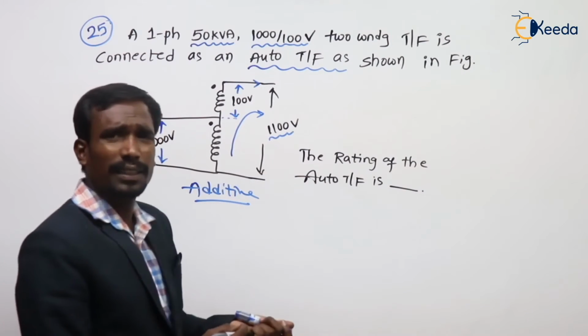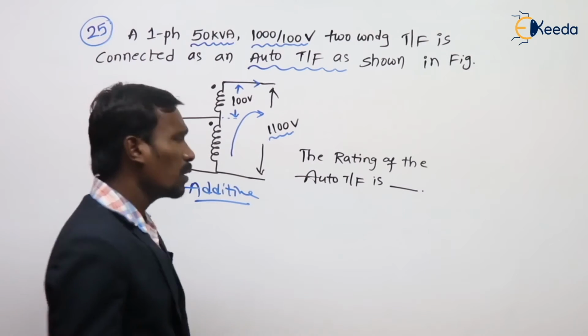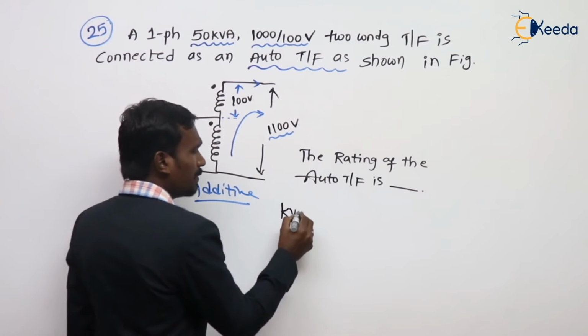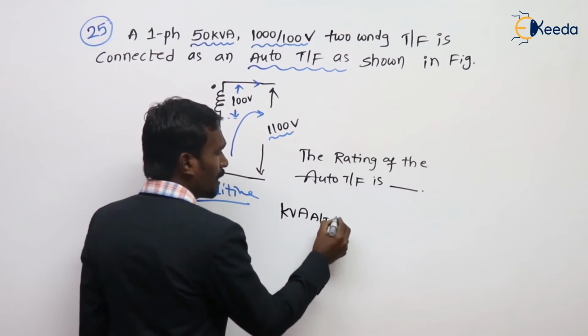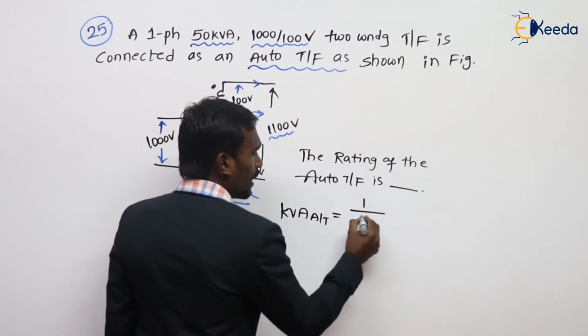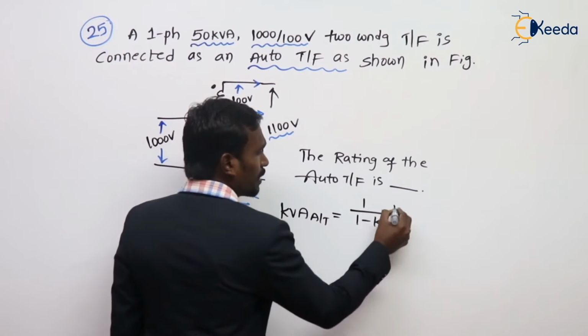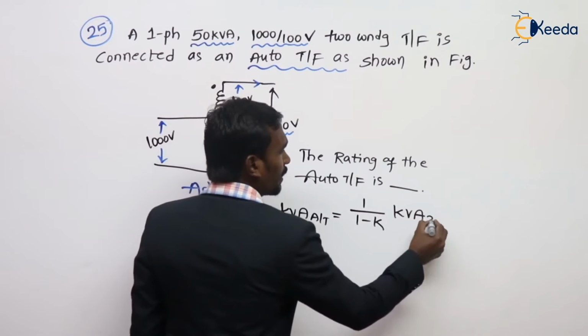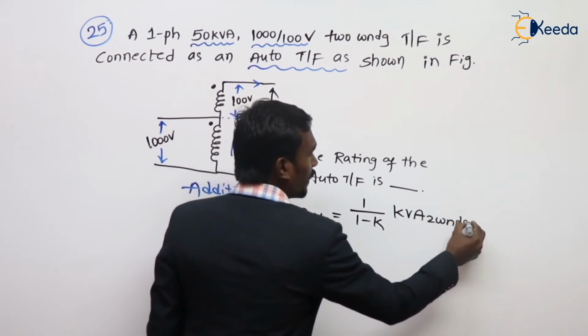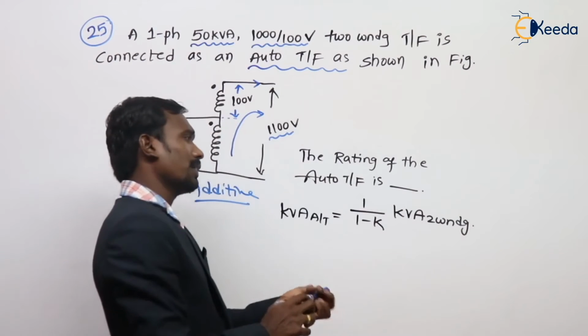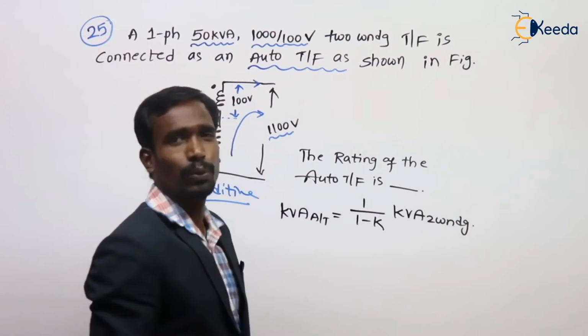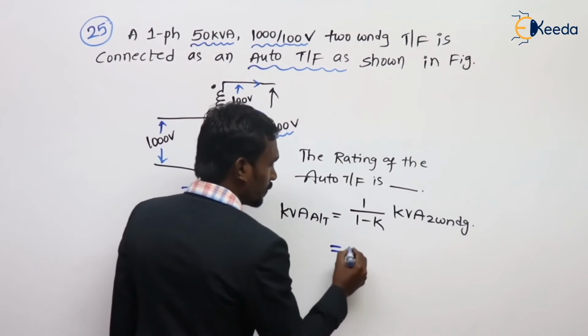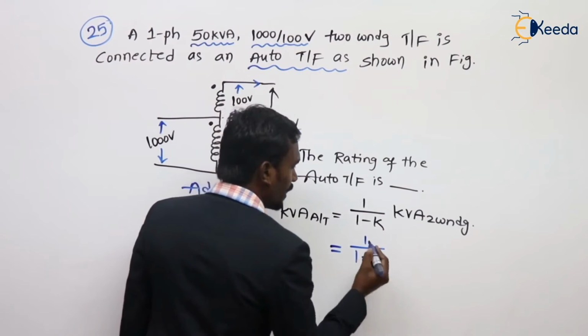This is additive polarity, that's why we can use the formula. What is the formula? KVA rating of auto transformer is equal to 1 by 1 minus K times the KVA rating of the two winding transformer. Let's see, 1 by 1 minus K.